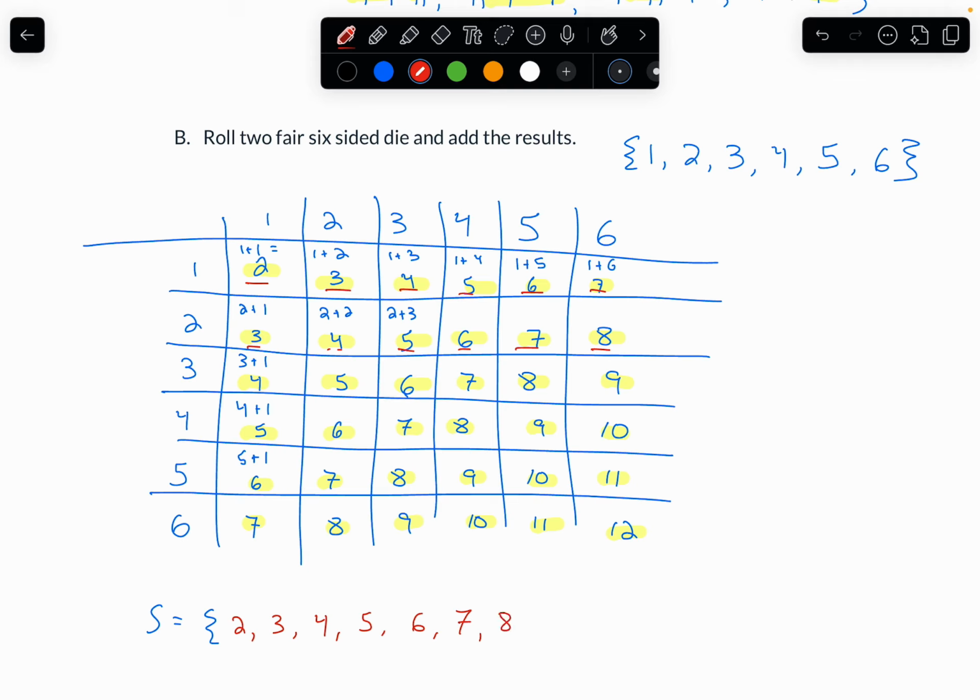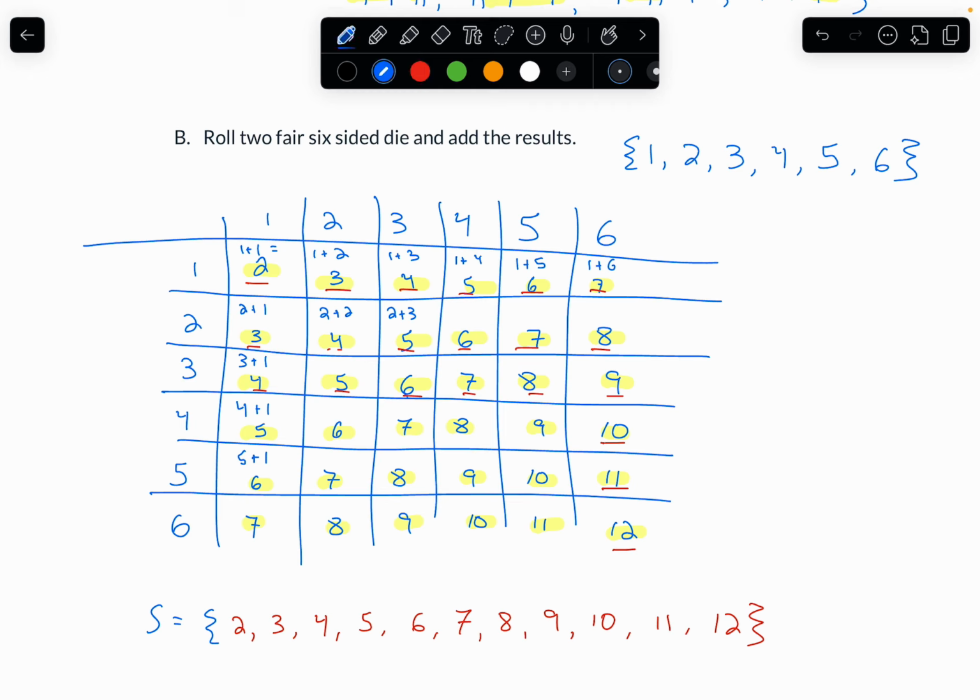Next row down, 4, 5, 6, 7, 8. Again, we have all those numbers. 9 is the only new one. And again, we should start to see a pattern where only that last number gets added in. So we've got 9, and then we've got 10, we've got 11, and we've got 12. So this is what my sample space looks like.